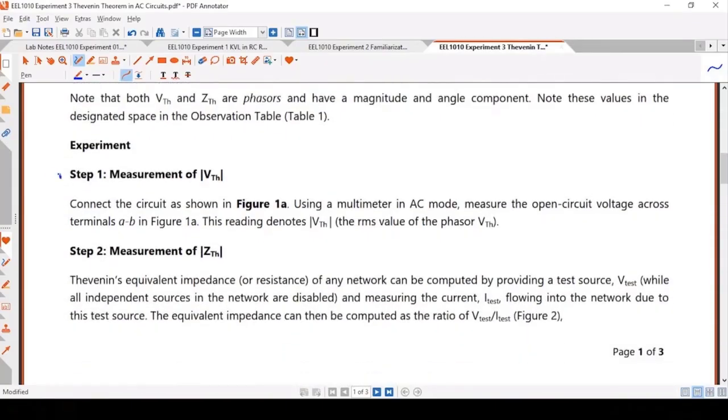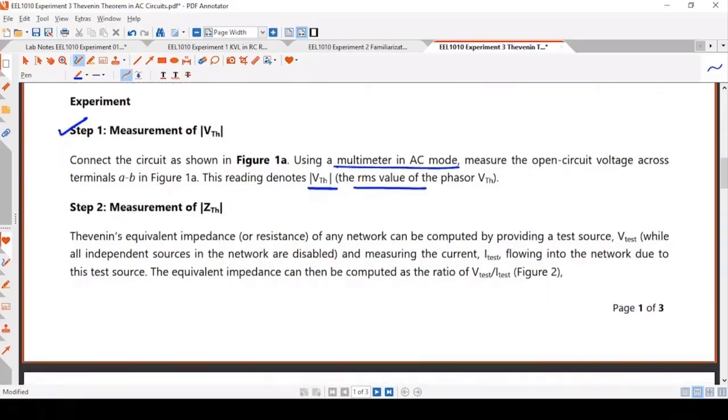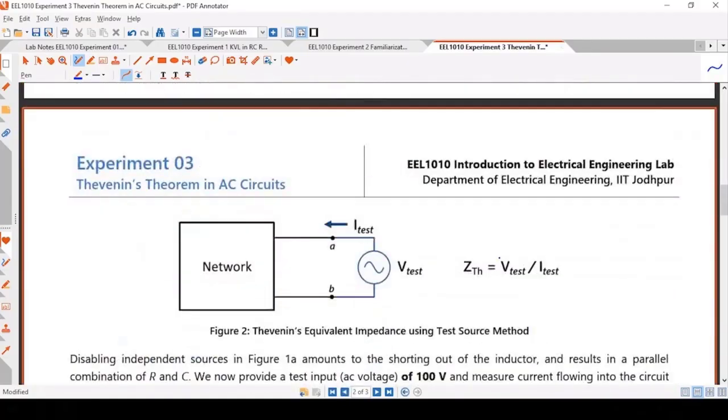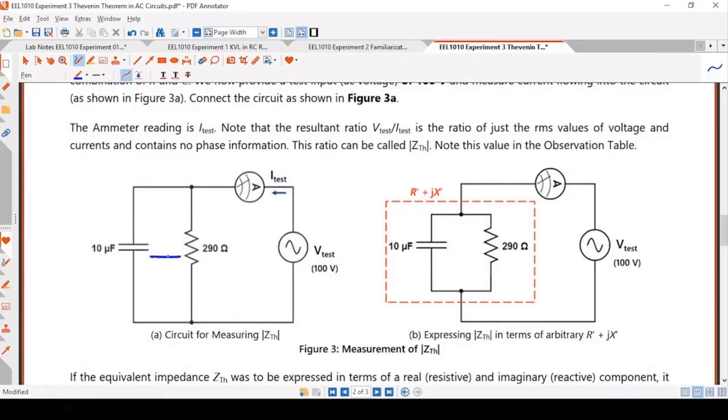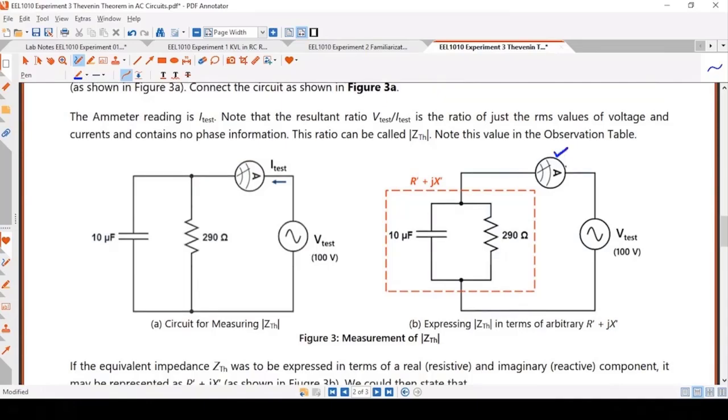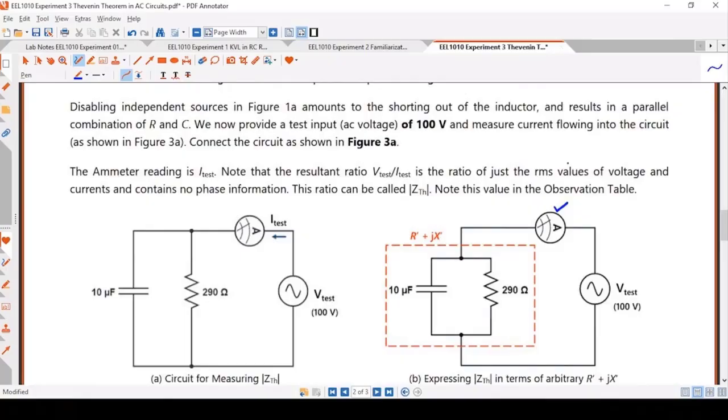So the first step, measurement of VTH, we've done, with the multimeter in AC mode. We got the magnitude of VTH, which is the RMS value. Then we also measured the magnitude of ZTH by providing a test source and measuring the test current with an ammeter, like how we connected before. Now we've calculated mod VTH and mod ZTH, but how do we calculate angle ZTH? Impedance is also a phasor, right? So the magnitude we have, but how do we find the angle?